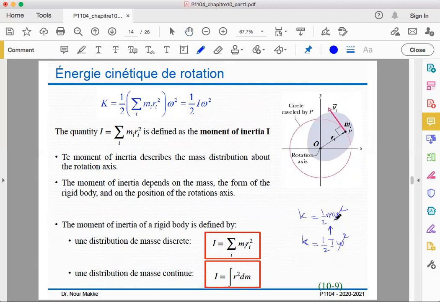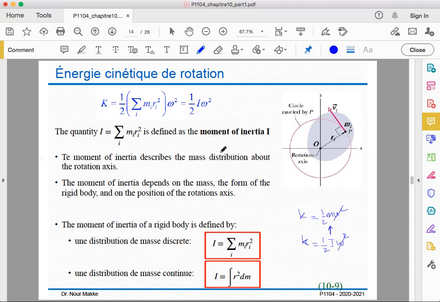And so the moment of inertia in this case plays the role of mass, and at the same time it tells us how the mass of this rigid body is distributed in the rigid body about the axis of rotation. So this is what we call the moment of inertia.